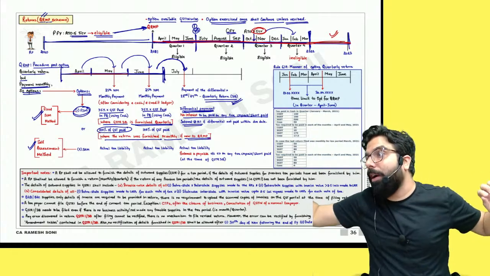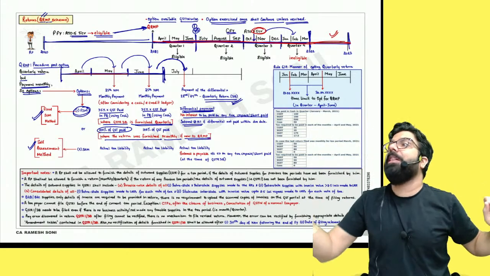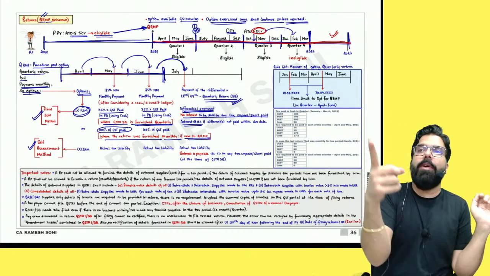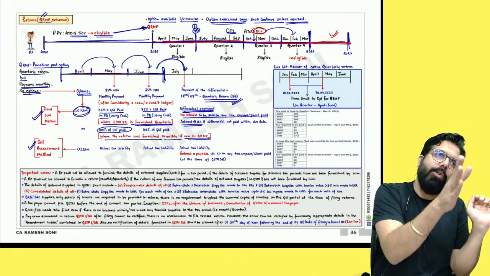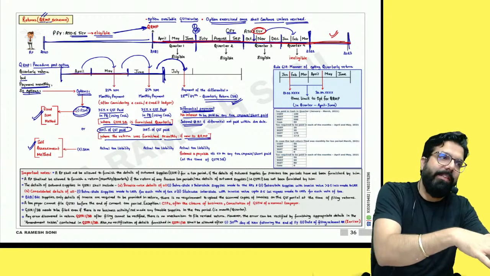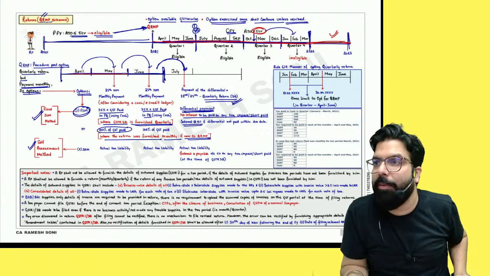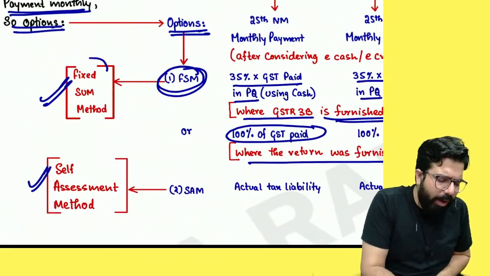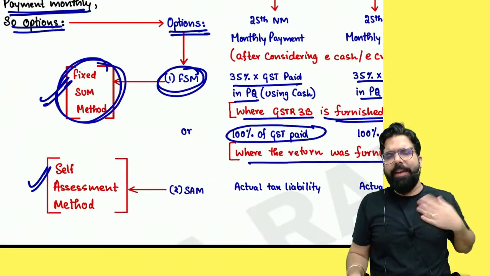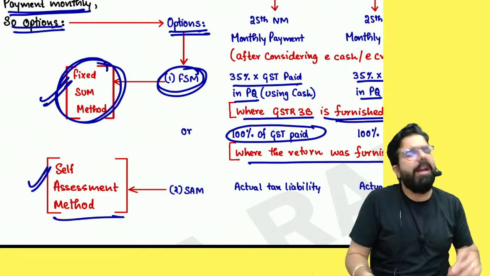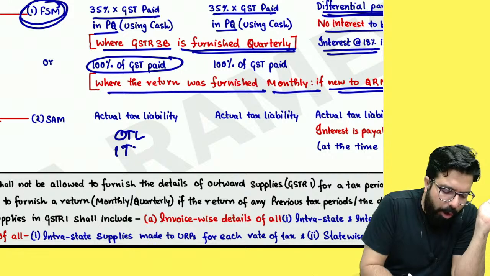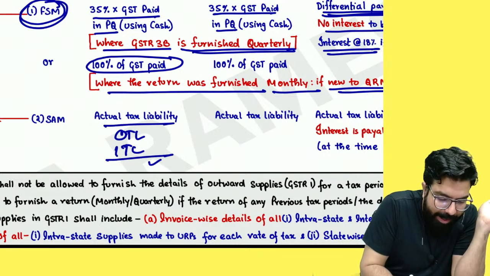If last quarter I had not taken the QRMP scheme, I was under monthly payment and I paid 20,000, how much will I pay for April? 20. May how much? 20. And June, differential, output minus input and balance. Are we clear, everyone? I told the government, hey government, I don't want this method of yours. I will go with my method, self-assessment. I will assess every month how much is my output tax liability, how much is my input tax credit, and I'll make the actual payment.